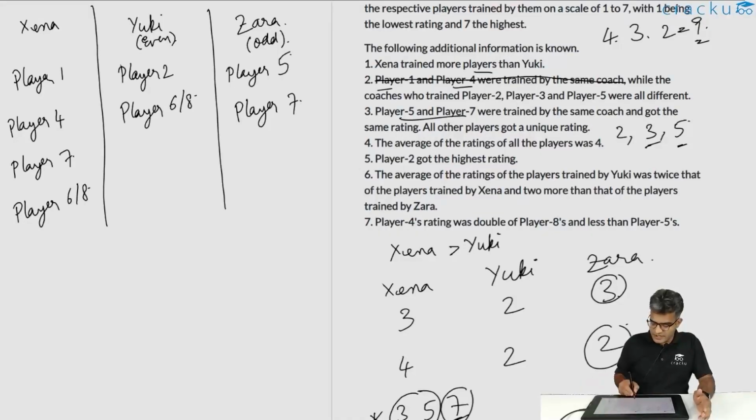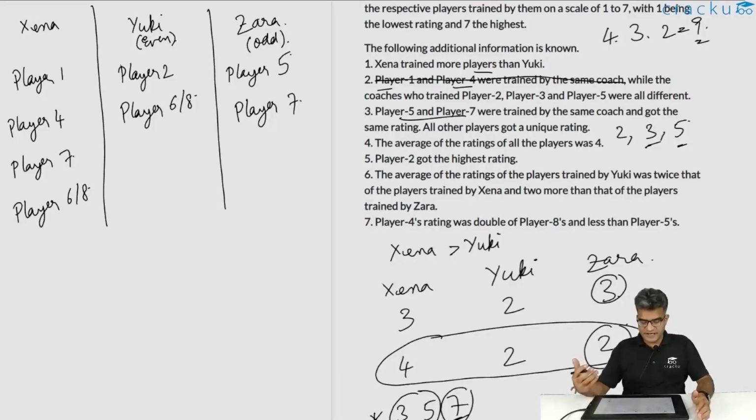So the case we are looking at is this 4-2-2. Again, for you, if you are getting confused, we know that 3 and 5 are trained, one of them by Zena, one of them by Zara. Player 1 is trained by Zena. We know that Zara is only training odd numbered players, and at least 2 players are taught by Zara. So the only possibility is that player 7 has to be taught by Zara. And because player 5 and 7 are trained by the same coach, both of them will be from Zara. And they got the same rating.